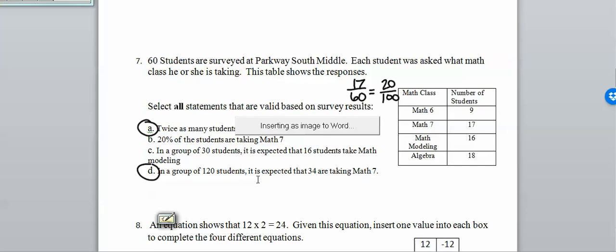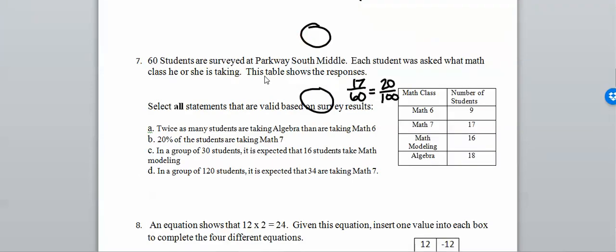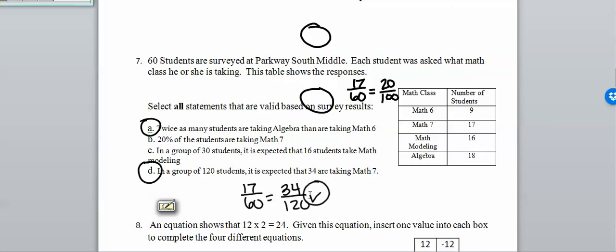In a group of 30 students, it's expected that 16 are taking math modeling. Well, if 16 out of 60 are taking math modeling, we know that's wrong. What is going on? Well, I don't know what just happened there. I'm having some technical difficulties in this video, so I apologize. But it's A and D, because if we look at this one, the 30 students have 16 taking math modeling? No, because there's 16 taking math modeling out of 60. But if we look at this one, Math 7 has 17 out of 60, which is the same thing as 34 out of 120, so that works.